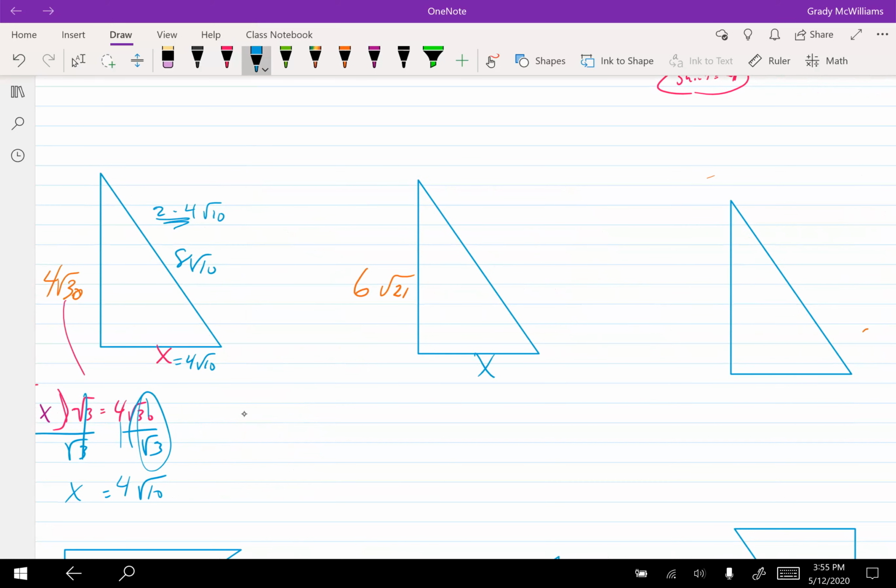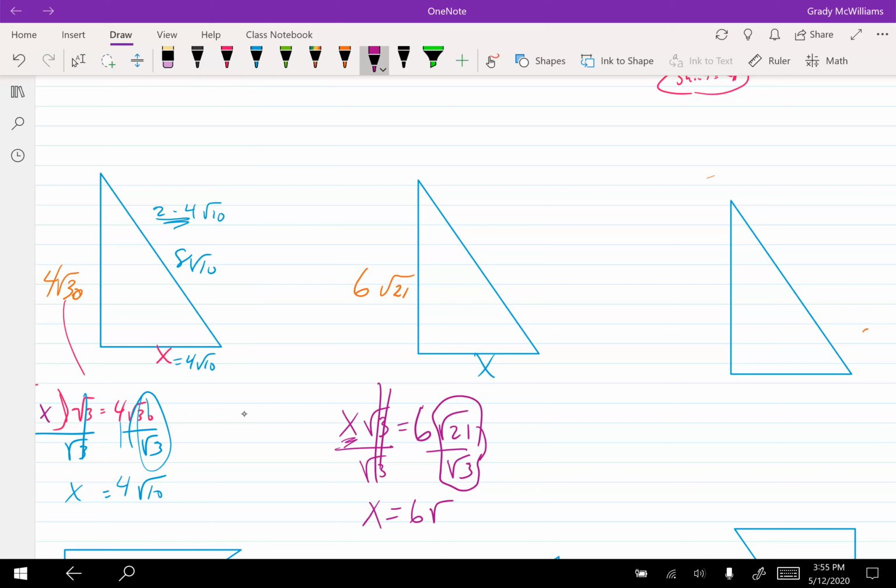Okay, once again, what's this short side? Well, I need to have the short leg times the square root of 3 to give me this longer leg. I keep saying short side, I should say short leg. I can't figure it out, so I'm going to divide on both sides. This cancels out. Square root of 21 divided by square root of 3 makes the square root of 7.